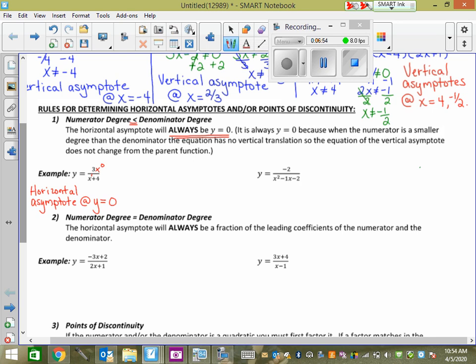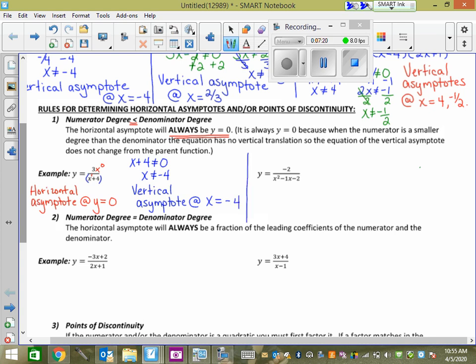Let's find the vertical just because we can. So we have x plus 4 in the denominator. It doesn't cancel one of those x plus 4s in the numerator because there isn't one. So I just go x plus 4 cannot equal 0. X cannot equal negative 4 by moving it over. So I have a vertical asymptote as well at x equals negative 4.